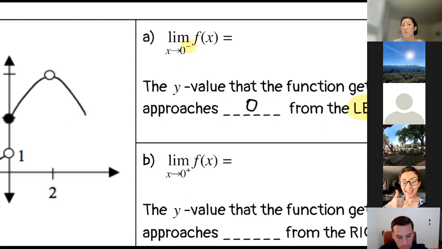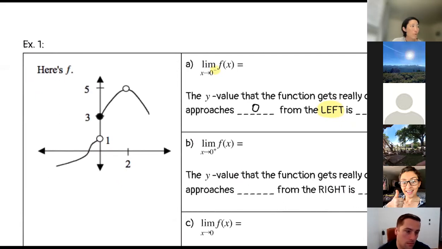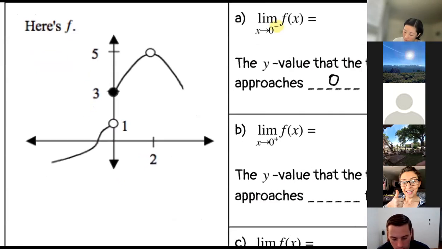So when you see the little minus sign, it means, hey, I want you to look at the picture and I want you to look from the left-hand side. If we look at our picture here, when we're coming from the left, I would start maybe somewhere here and I'd keep going and keep going and keep going. Oh, and I don't want to get to 0. I just want to get really close to 0. What y value is that getting close to?